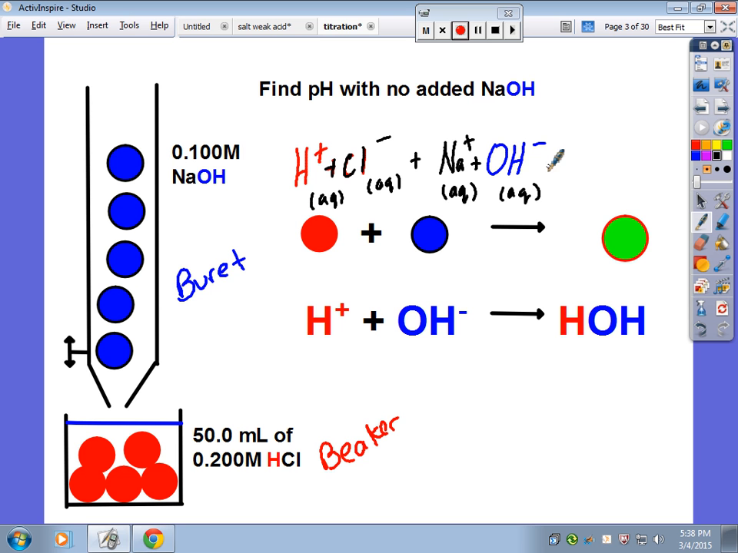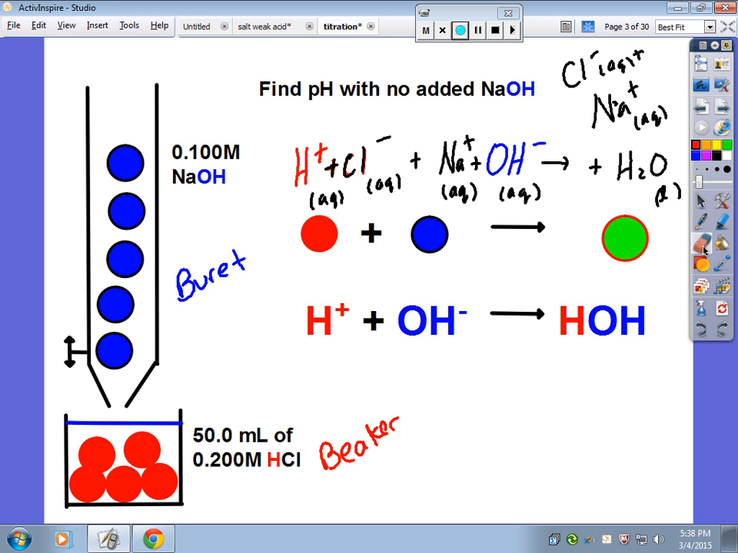And what happens when I put a strong base and a strong acid together? It's a neutralization reaction, and I make sodium chloride, a salt, and those are dissolved, dissociated ions, plus what? Plus water. And water's a liquid.